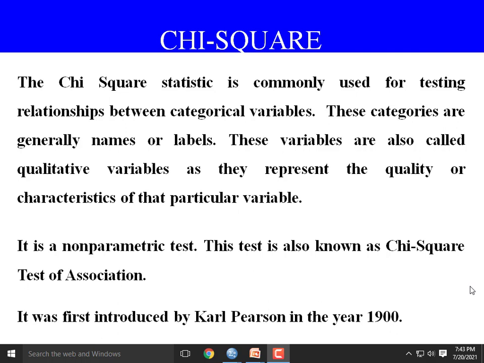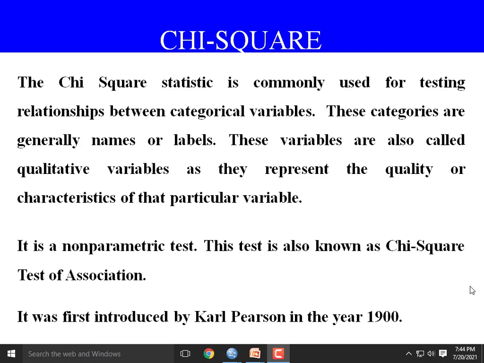Welcome you all. Today we are going to discuss chi-square statistics. The chi-square statistic is commonly used for testing relations between categorical variables. These categories are generally names or labels. These variables are also called qualitative variables as they represent the quality or characteristics of the particular variable.